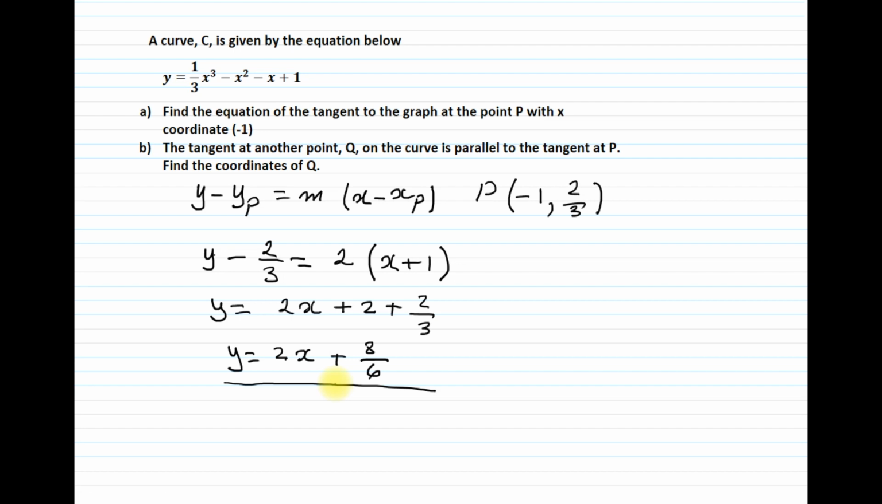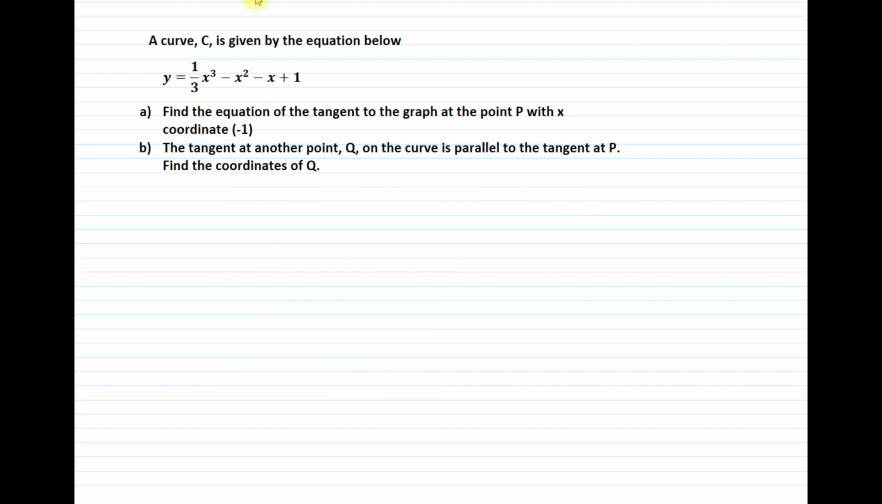And so far, I think this part most people are quite happy doing. Now part B is asking us that the tangent at another point Q on the curve is parallel to the tangent at point P, and it wants us to find the coordinates of point Q. Now, if you'd like to give this a go, pause the video now and see if you can find the solution, and then you can come and continue with this video.